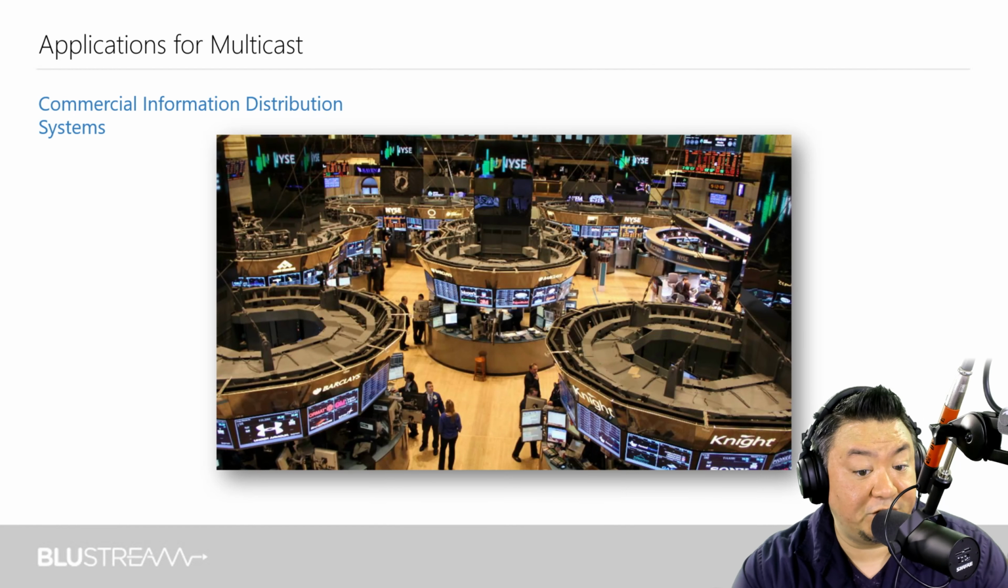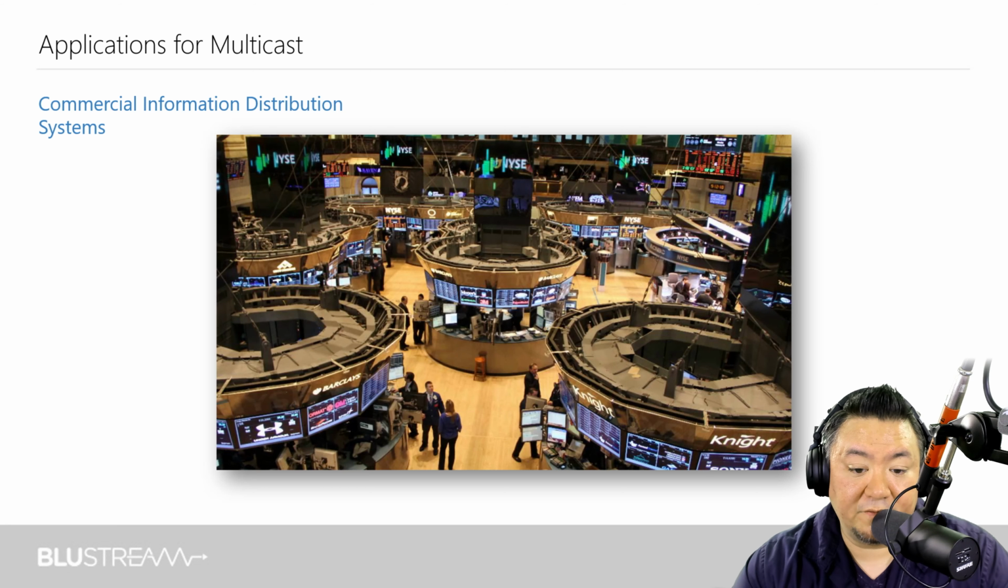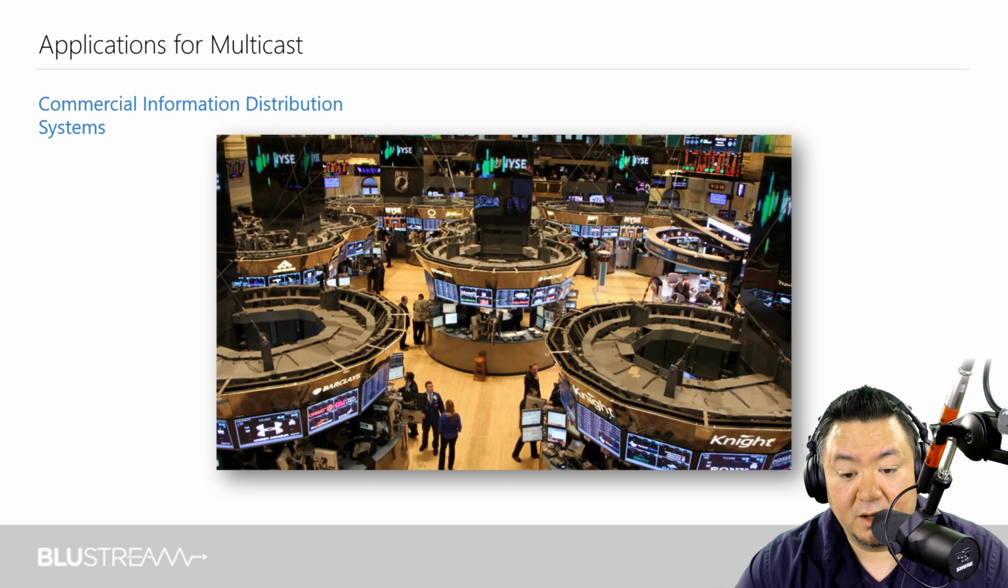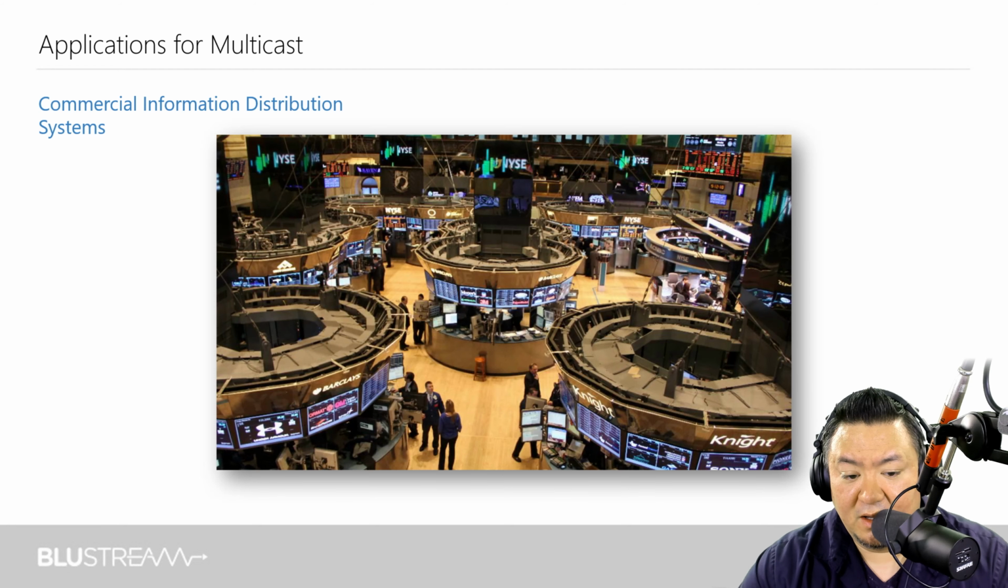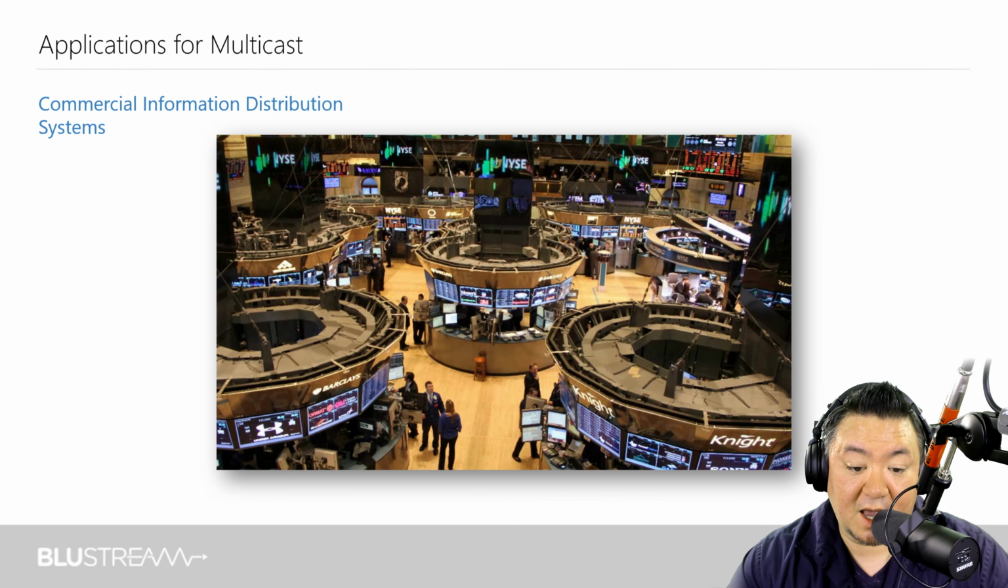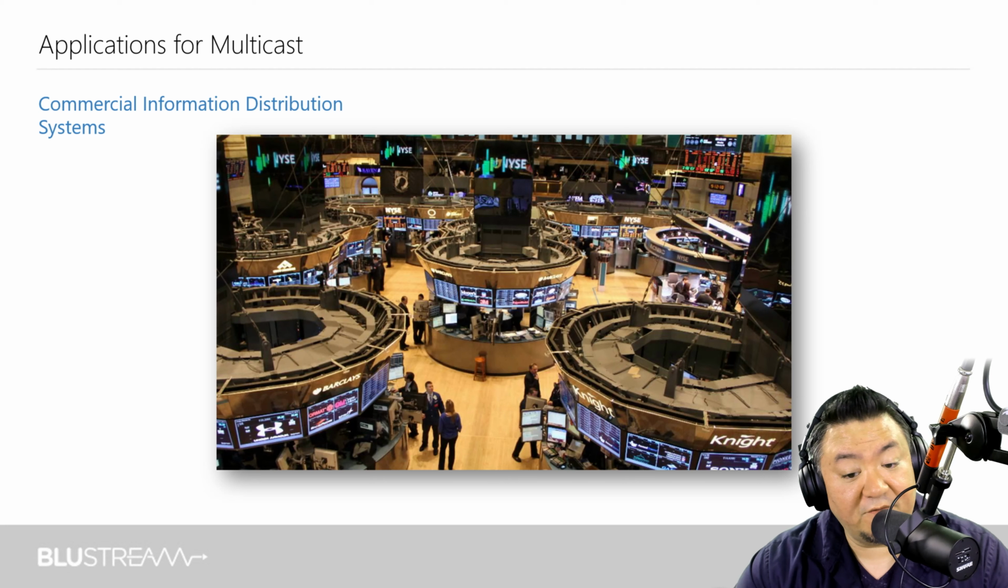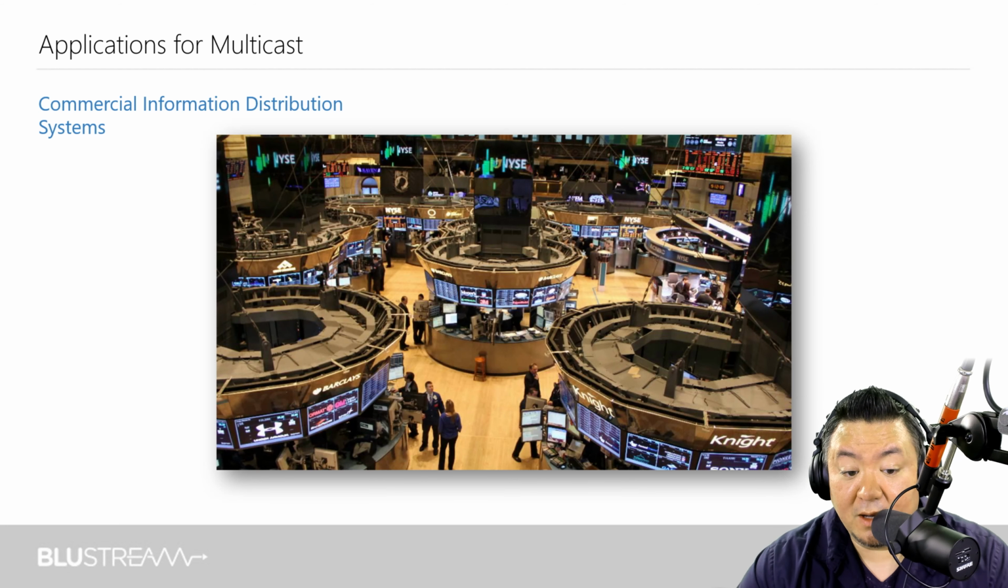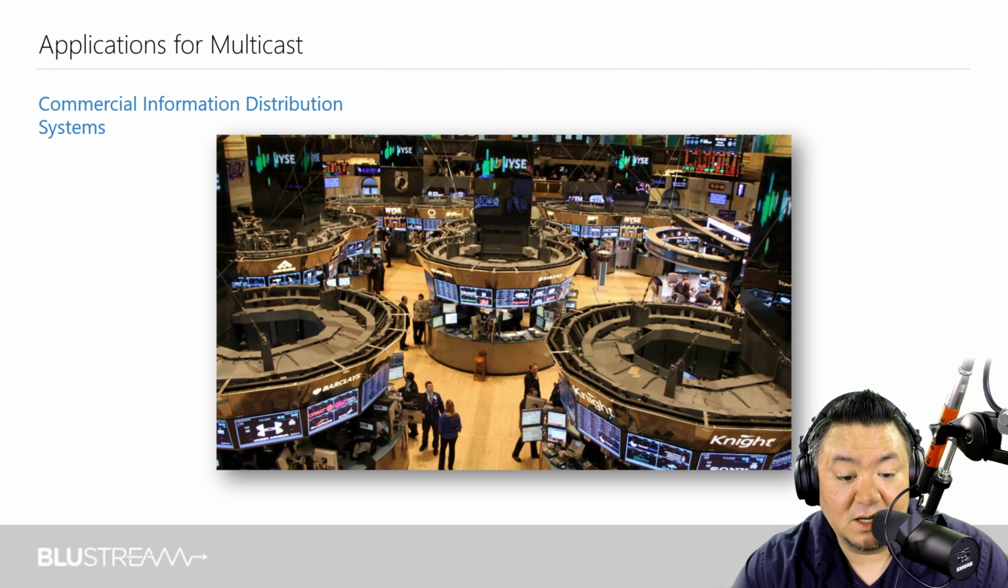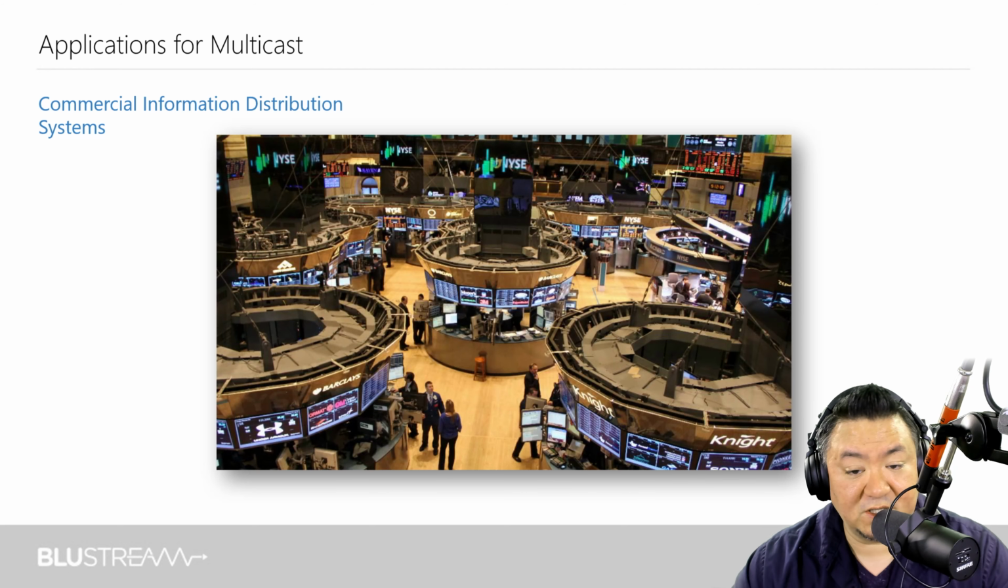In commercial distribution systems, like the floor of the New York Stock Exchange shown here, the routing of AV is integral for displaying information systems. Again, the flexibility to scale displays and sources is an invaluable tool for these types of information systems. And with KVM capability that's built into Multicast, management of remote computers and workstations is a breeze.